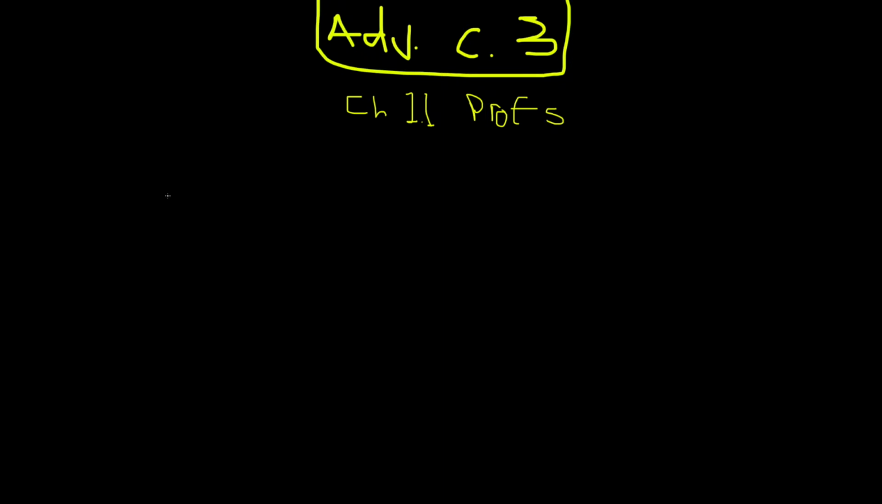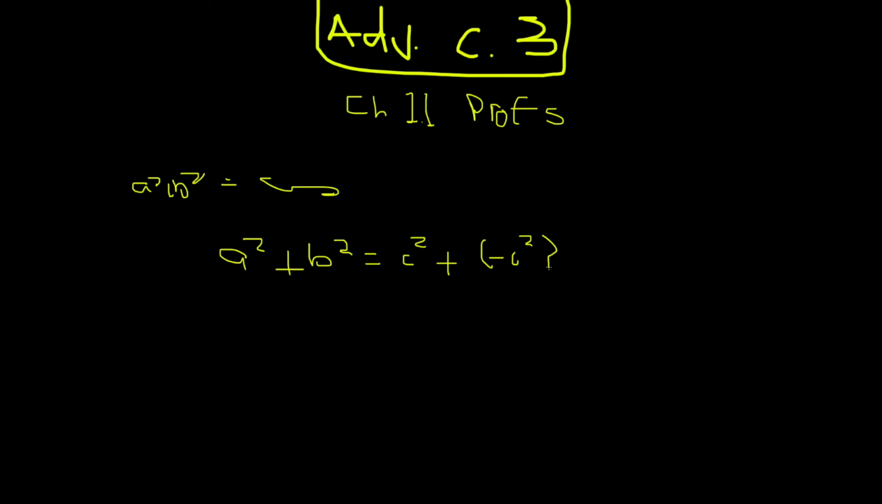So here are the basics. We have a squared plus b squared equals c squared. Well, we could have guessed that, but let's try something else. How about a squared plus b squared equals c squared plus negative c squared. Now, if you don't understand that, you should go talk to your teacher.